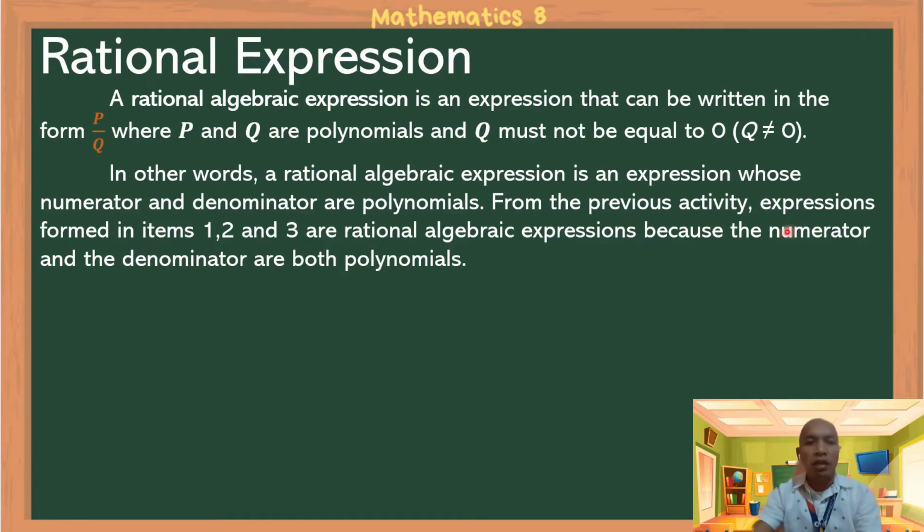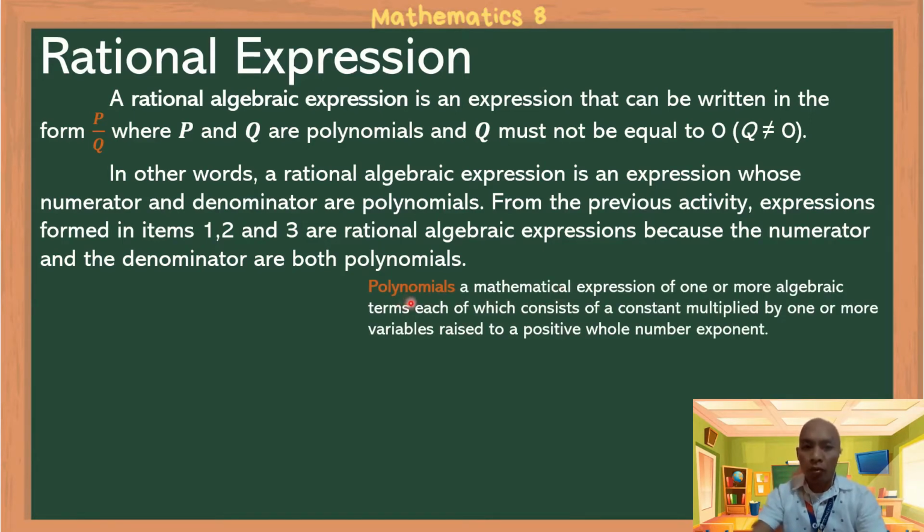But again, let us remember and recall, how are we going to determine that the given algebraic expression is a polynomial? So polynomial is a mathematical expression of one or more algebraic terms, each of which consists of a constant multiplied by one or more variables raised to a positive whole number exponent. So the exponent of the variable must be positive, at the same time a whole number exponent.